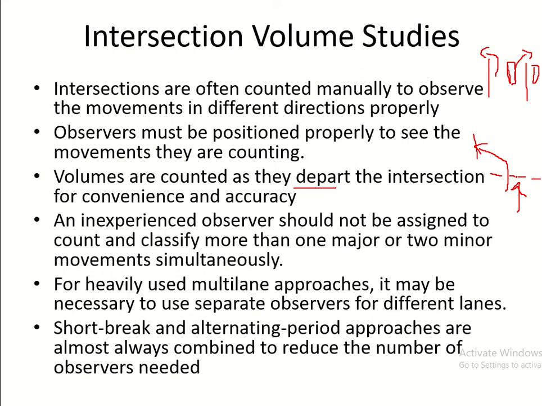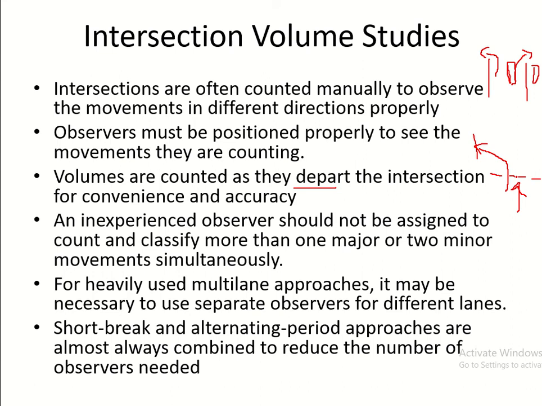Okay, so if he's an inexperienced observer who is new on the job, you should not assign him more than one major movement. Major movement means a movement which has more volume. So obviously all movements do not have the same level of traffic. So if you have one movement which has very high traffic, you assign only that movement to an inexperienced observer. Okay, because obviously he may not be able to manage vehicles if they are moving simultaneously and if one of them has high traffic.